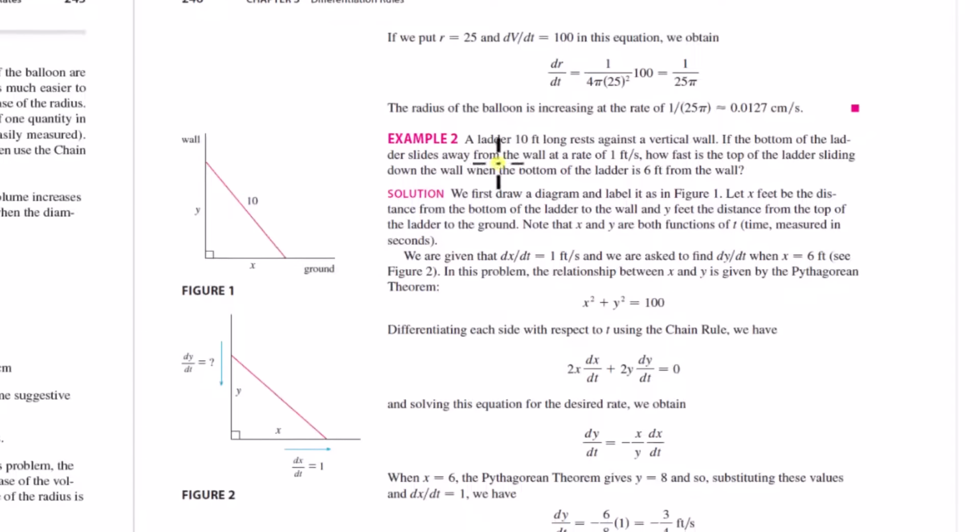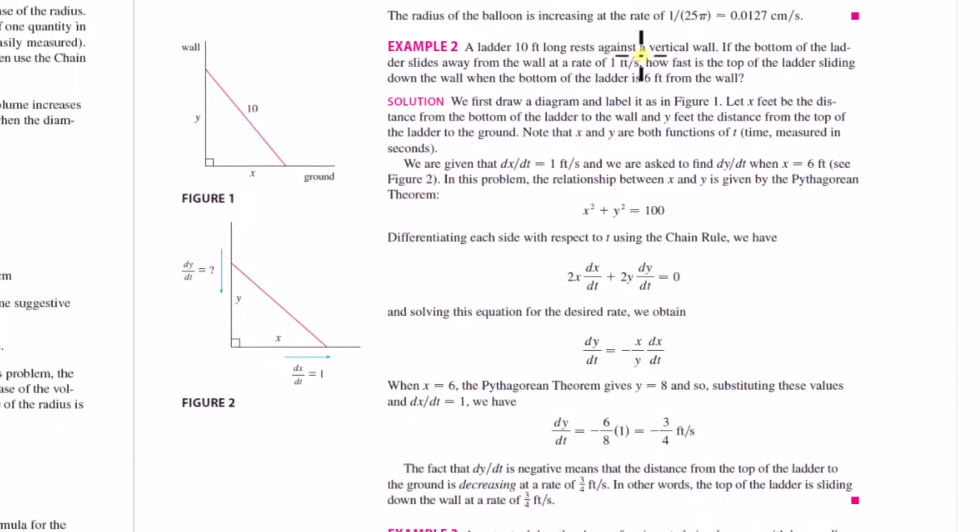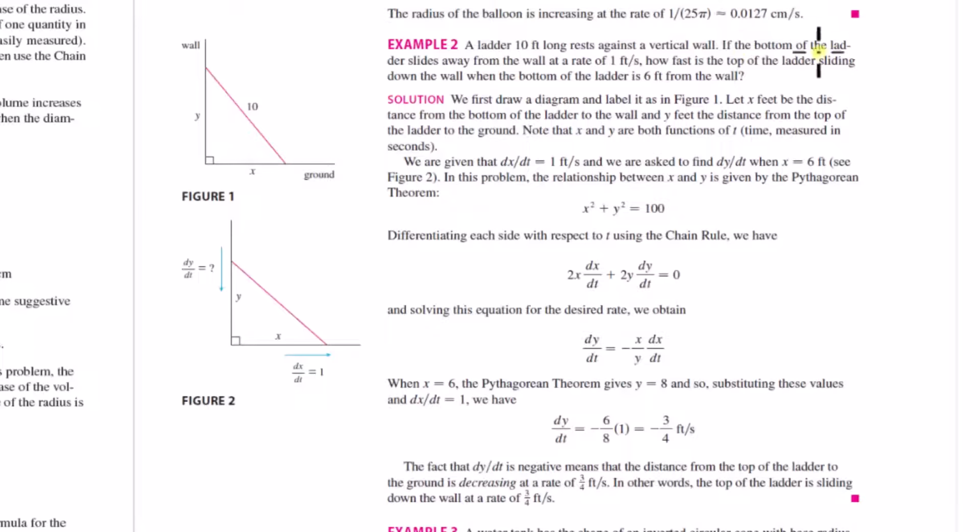Okay, example 2. A ladder 10 feet long rests against a vertical wall. If the bottom of the ladder slides away from the wall at a rate of 1 foot per second, how fast is the top of the ladder sliding down the wall when the bottom of the ladder is 6 feet from the wall? Okay, so as far as what we talked about in the opening paragraph, this is probably not that common of a situation.